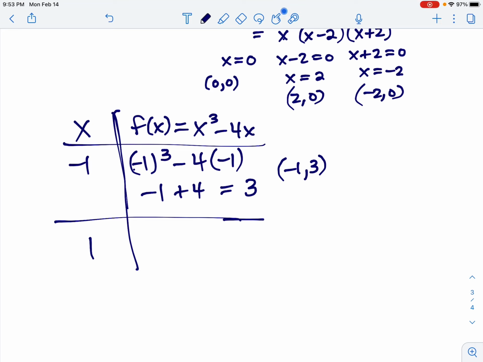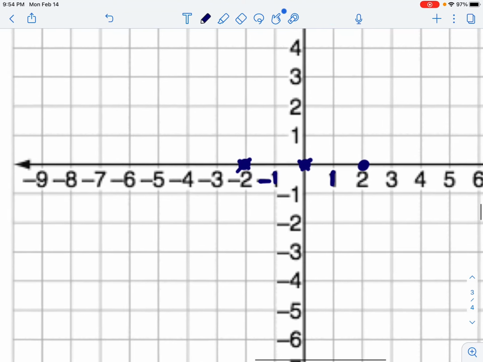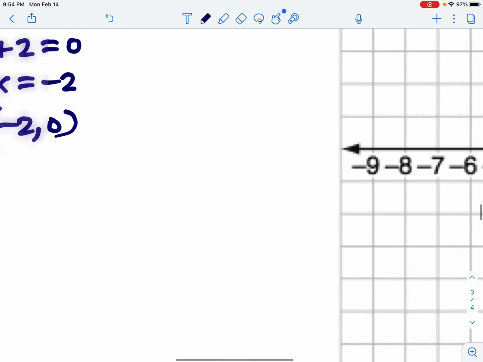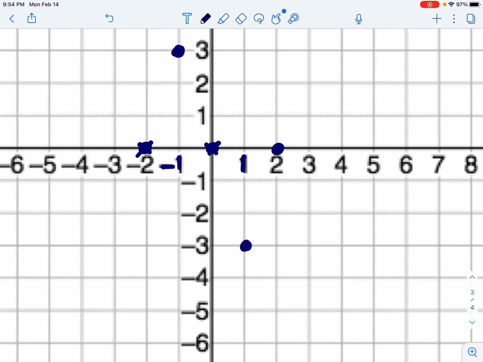The next one I'm going to look at is when x is 1. So 1 cubed minus 4 times 1. 1 times 1 times 1 is still 1. Minus 4 times 1, which is 4. So this is going to give me negative 3. So my next ordered pair that I'm going to graph is 1, negative 3. So let's graph that. We have negative 1 and positive 3, so this is going to be negative 1 and positive 3 up here. And this is 1, negative 3 down here.